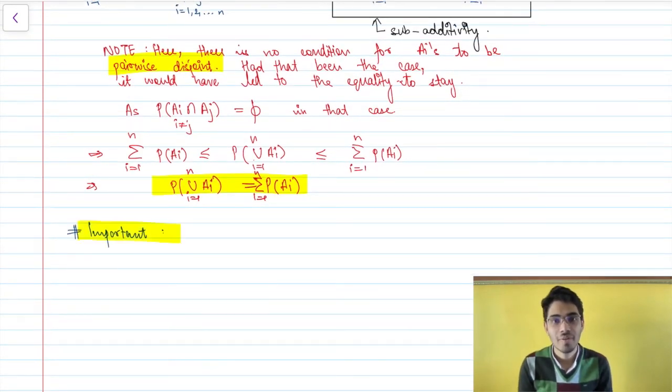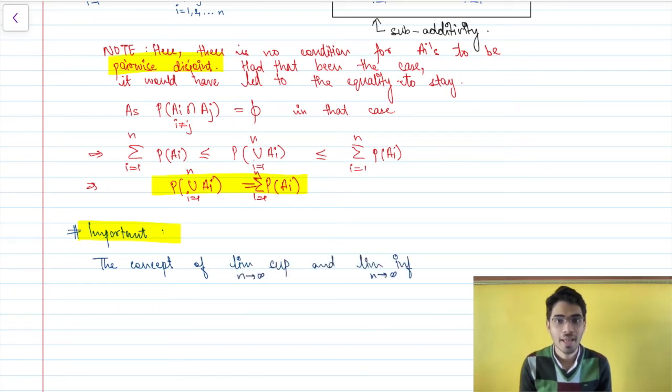Since the number of events can be countably infinite, the concept of lim sup and lim inf also exist, but they are a little more rigorous on the mathematical side. So for now, we'll not go into that depth.